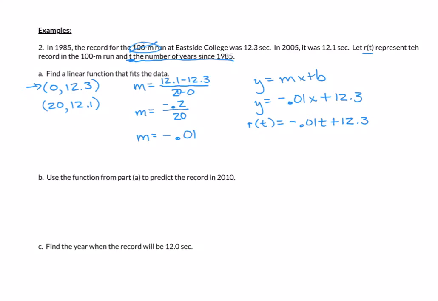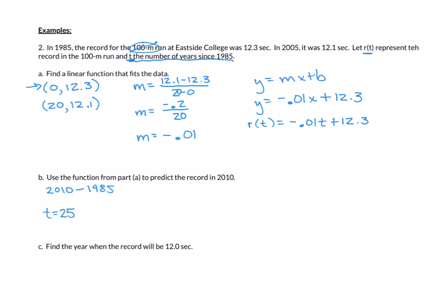All right, let's go on to part B. We want to use the function from part A to predict the record in 2010. So 2010, what year is that? I'm going to subtract off 1985, and we should get that this is equal to 25. That's going to be my t value.